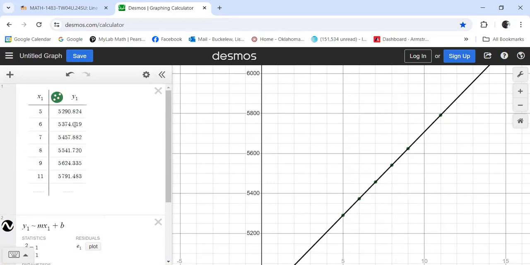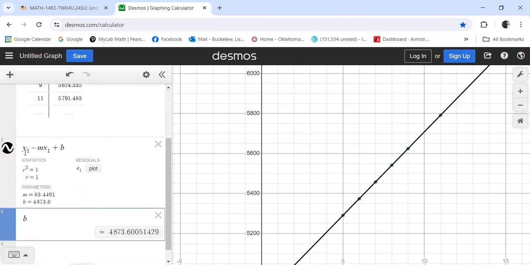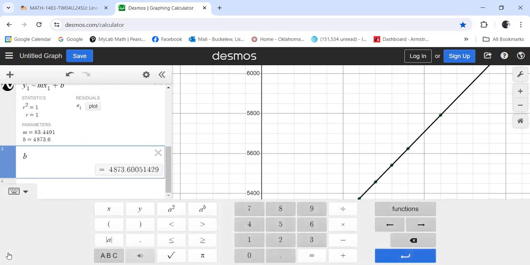You have to use the same labels up here, X1 and Y1. Then instead of an equal sign, you use the tilde sign, which is next to the 1 key on your keyboard. Well, I don't see it, but I'm sure it's down there somewhere.